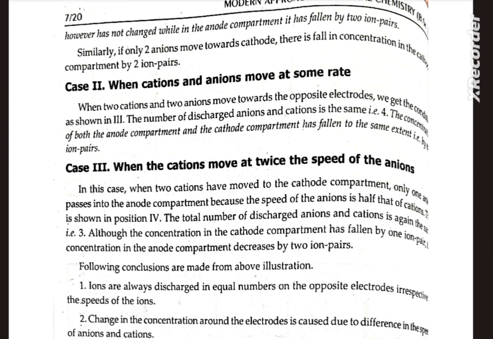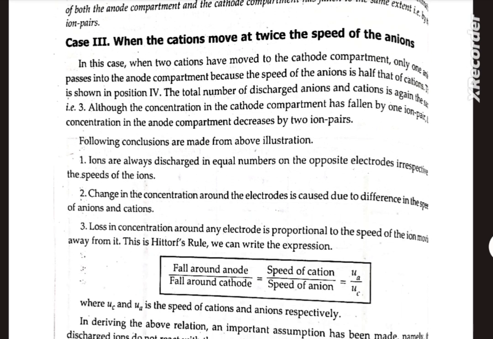Case 2. When cation and anion move at the same rate. When two cations and two anions move toward the opposite electrodes, we get the condition shown in position 3. The number of discharged anions and cations is the same, that is 4. The concentration of both the anode compartment and the cathode compartment has fallen to the same extent.